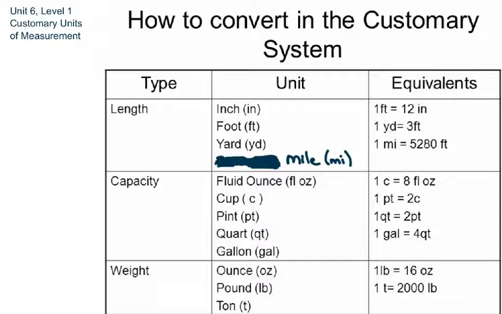This is Unit 6, Level 1, Customary Units of Measurement. In order to convert measurements in the customary system, you first need to realize that there are three categories that these measurements fall under. First, we have the category of length, which includes things like inches, feet, yards, and miles. Next, we have capacity, which includes fluid ounces, cups, pints, quarts, and gallons. And our last category is weight, which includes ounces, pounds, and tons.